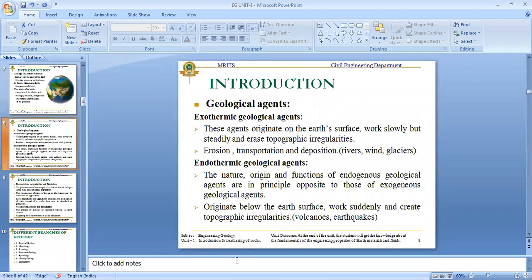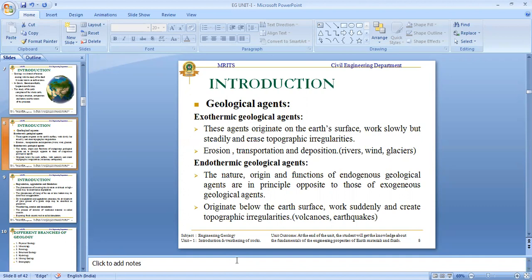So we'll see about the geological agents. Those are exothermic and endothermic geological agents. Exothermic geological agents are responsible for the changes on the earth surface, and these act very slowly, steadily, and it is a continuous process. It's not a seasonal one. Every day, every second, all the agents are going to impact the resources on the earth, and they are going to change the topography of the earth.